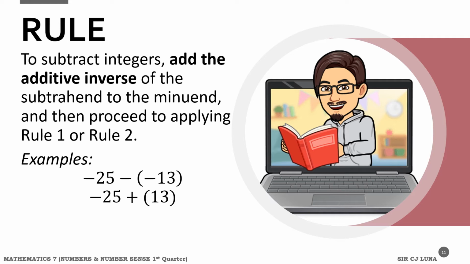The answer is 12. Ano yung mas malaki? 25 or 13? Correct. At anong sign niya? Okay, very good. So the answer is negative 12. Clear? Crystal clear? Very good.